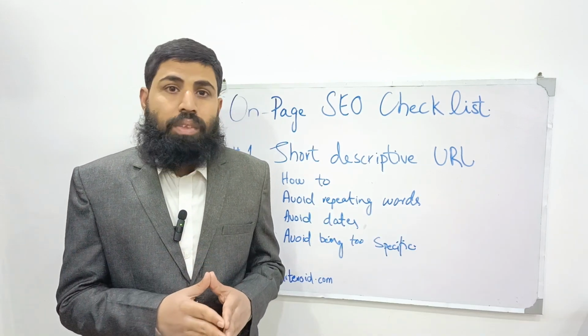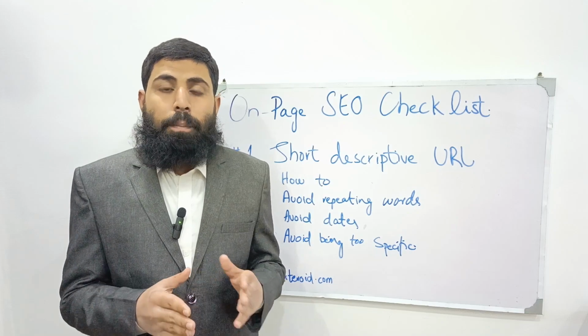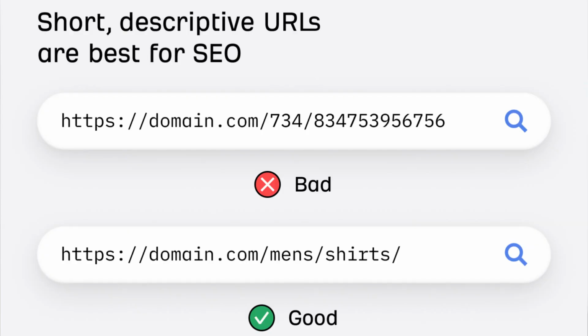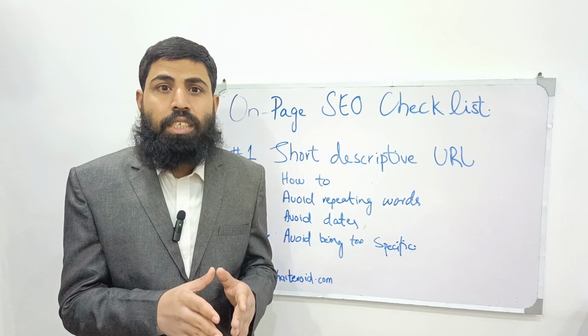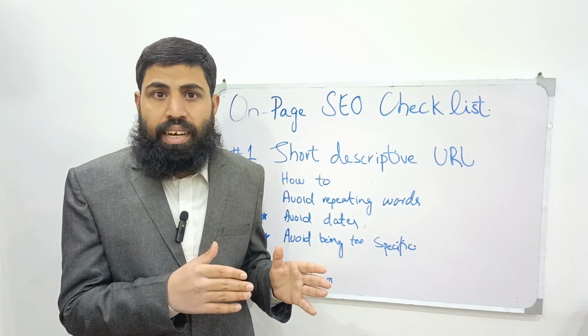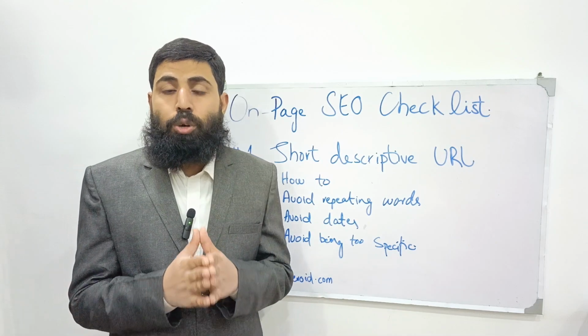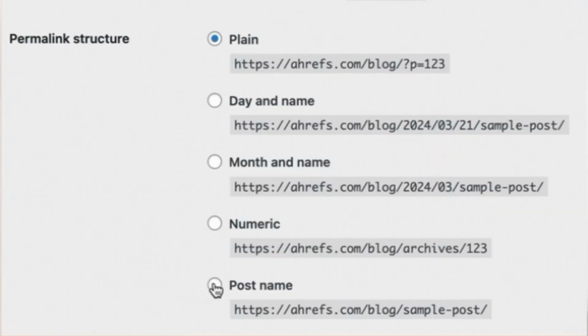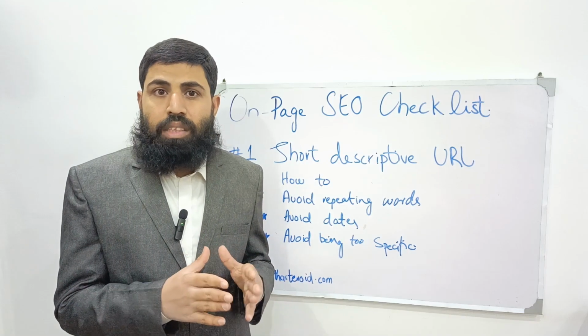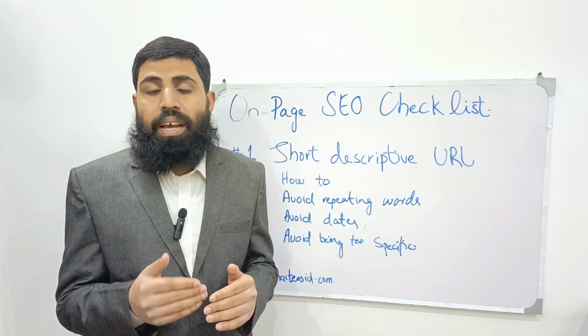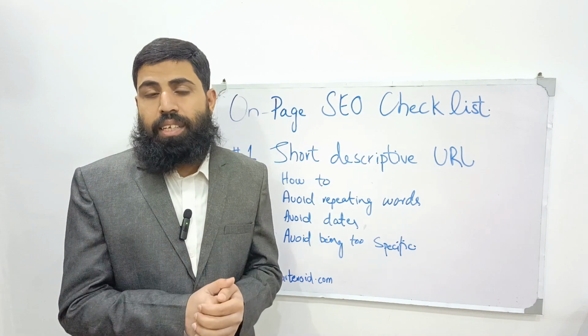Here's an example. Second, make sure that your URL does not look like this, like domain.com/numbers/dates or symbols or something like that. In order to change your permalink, you can go to your WordPress settings, then permalinks, and apply these settings. This way, you can make your URL SEO friendly.